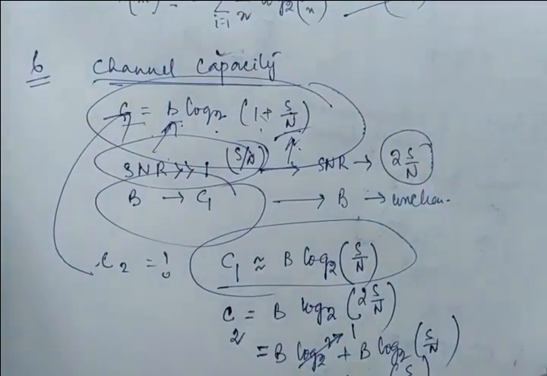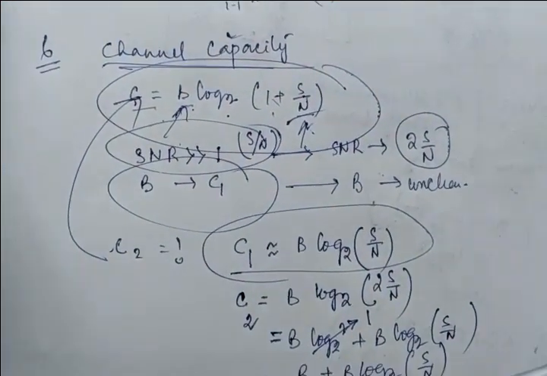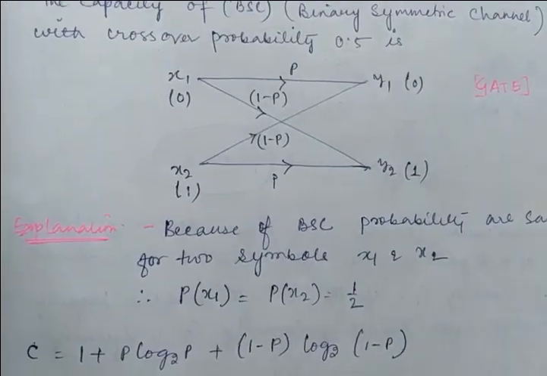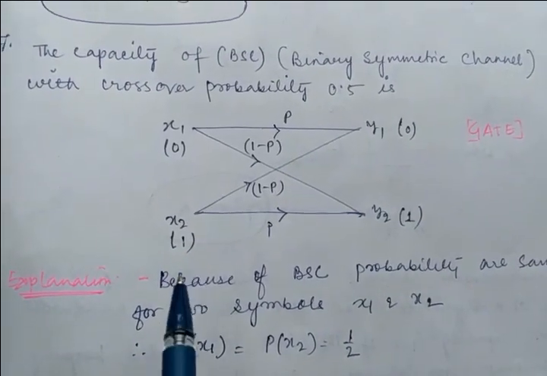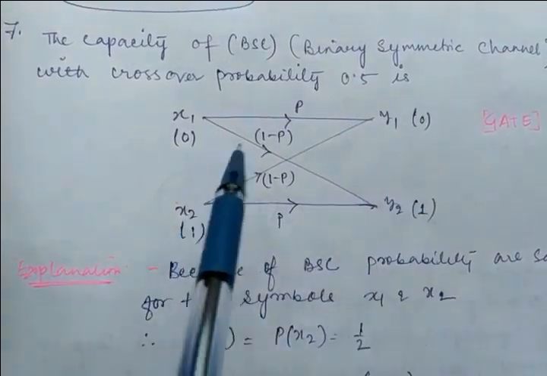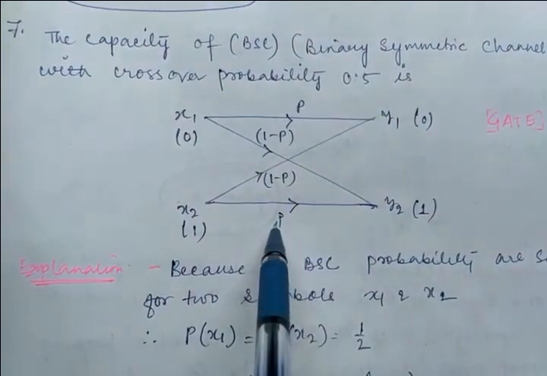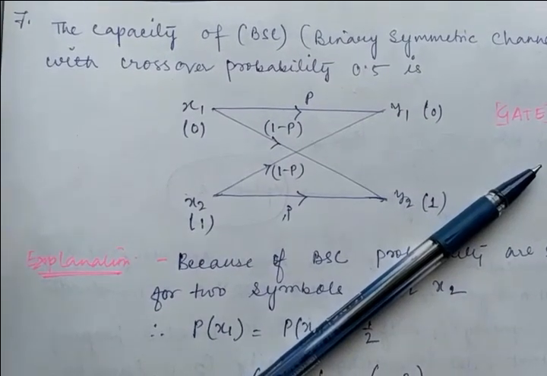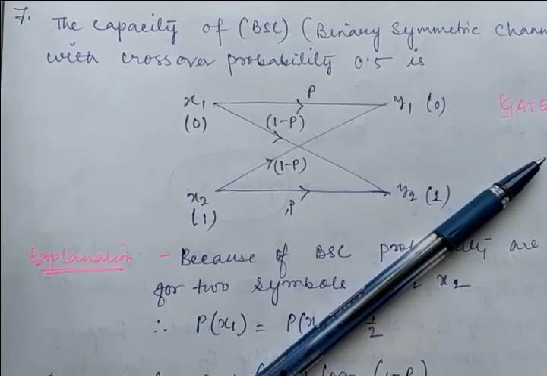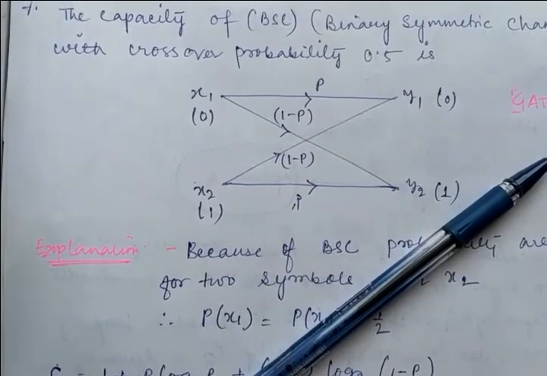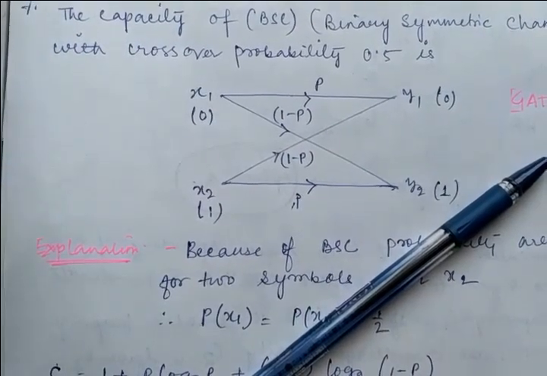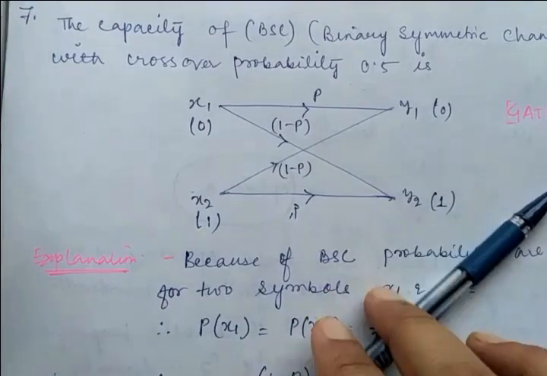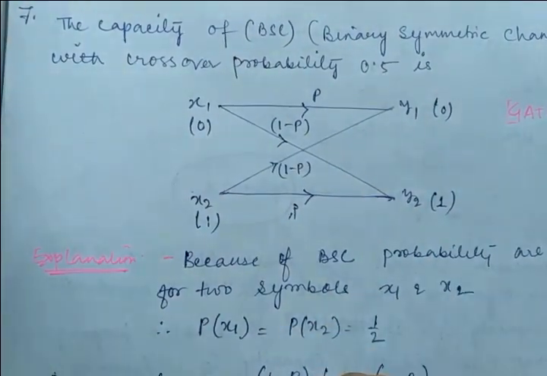Now the next question, that is question number 7. This is a very simple question, so it will be explained from here. One BSC is given, meaning binary symmetric channel, right? I have already taught you this in the module on different types of channel: noiseless channel, lossless channel, deterministic channel, and everything. And one important channel was BSC, that is, binary symmetric channel.